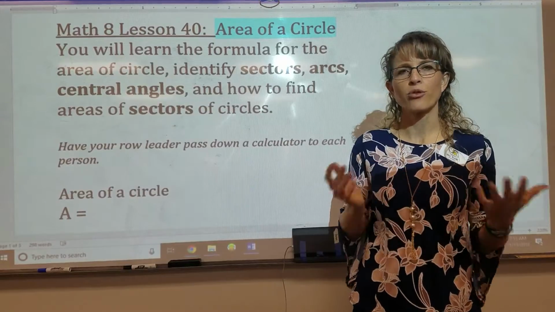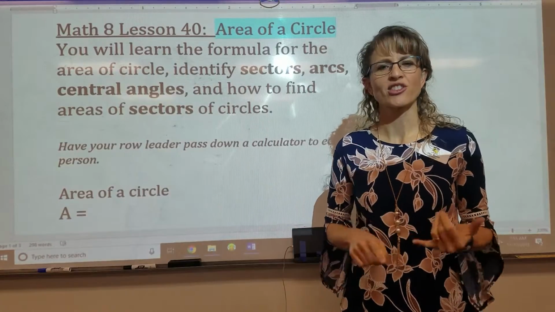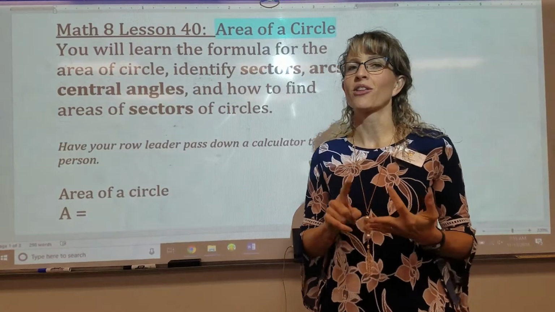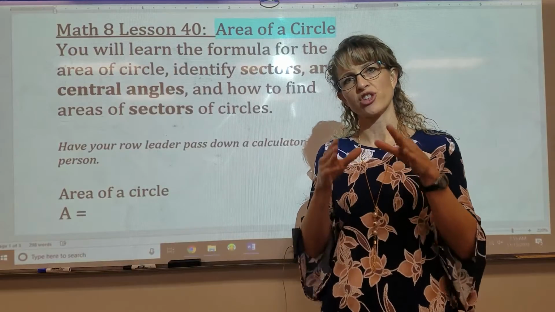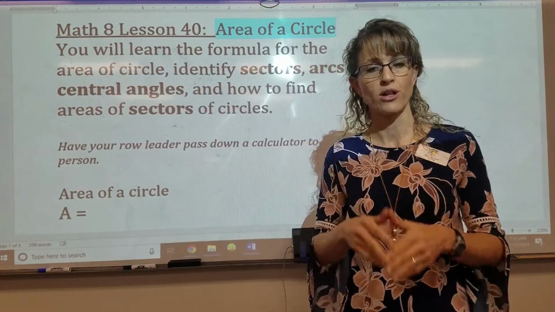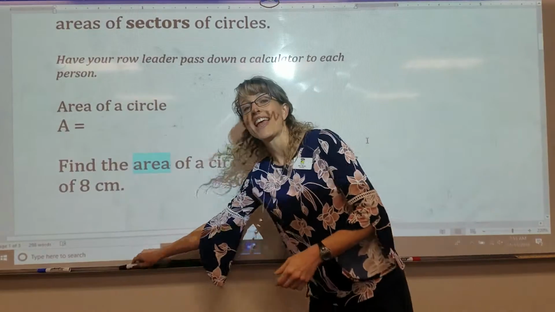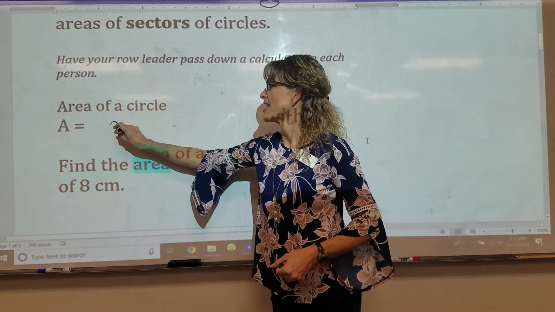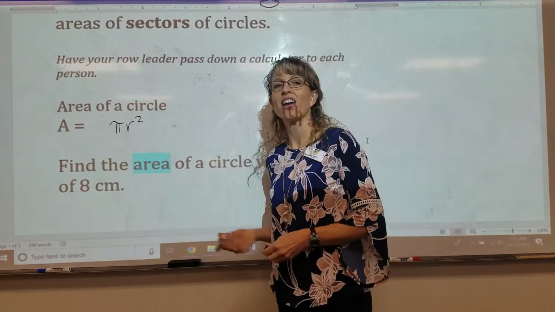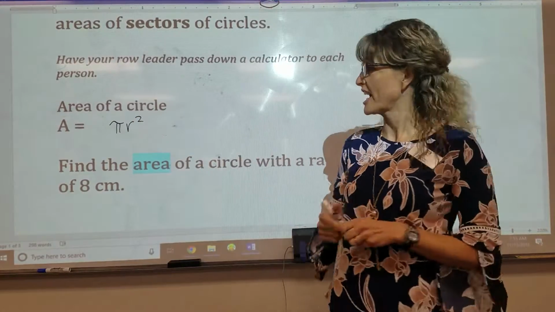Today we're going to talk about the formula for area of a circle, how to use it, and sectors, arcs, central angles, and the cool part is finding the area of just a portion of the circle, or a sector of the circle. That's like the pizza shape, how big that area is. So area of a circle is A equals pi times radius squared, pi r squared. So we're going to find out how to use that.